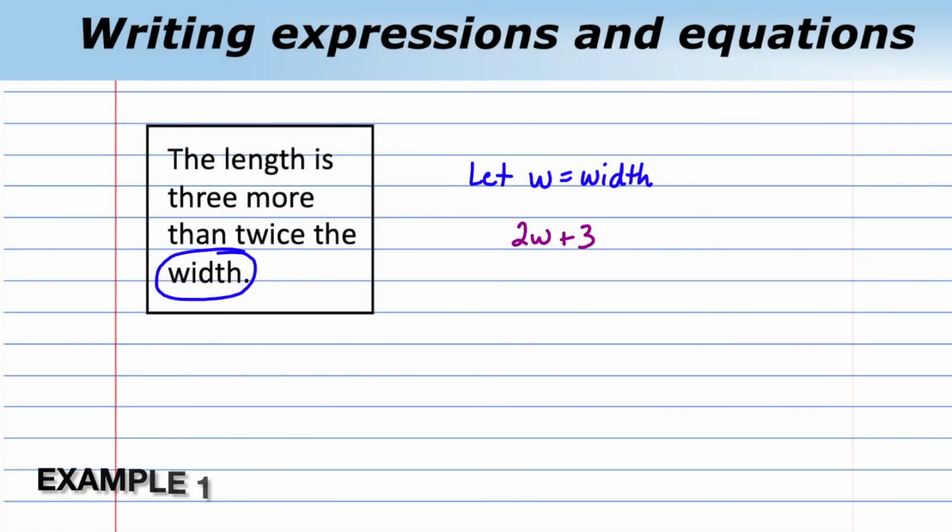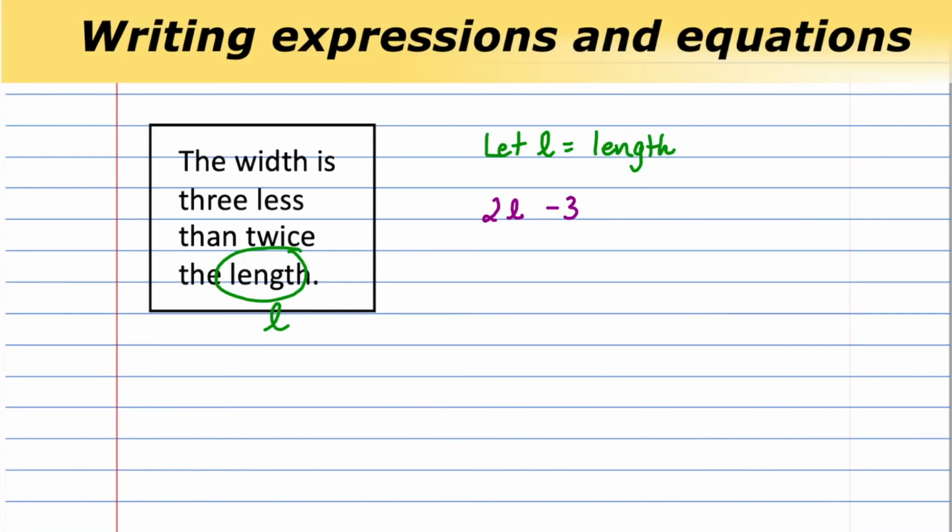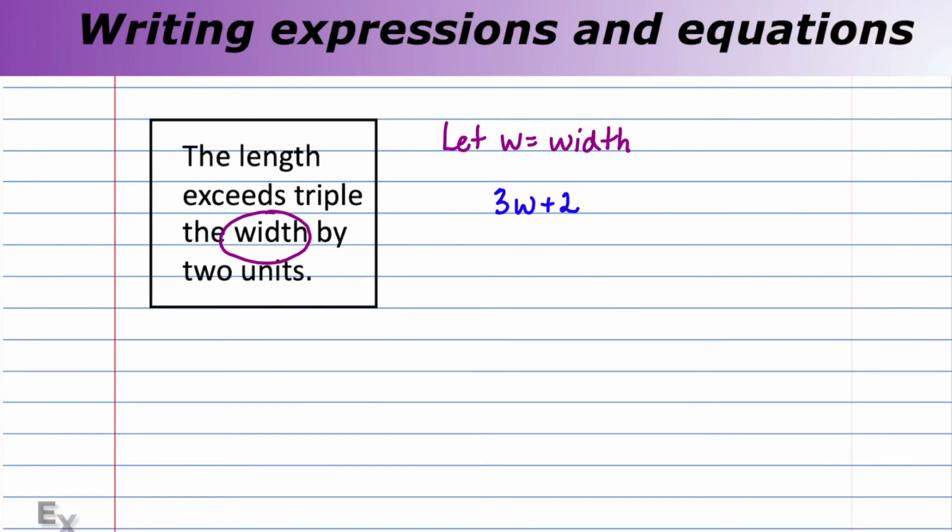If you were to write an expression for the length in terms of the width, you would write 2W plus 3. If you were asked to write an expression for this second example, let L equal the length, and then the expression for the width would be 2L minus 3. And finally, the last expression is written in terms of the width. You can write the length as 3W plus 2, which is an expression.